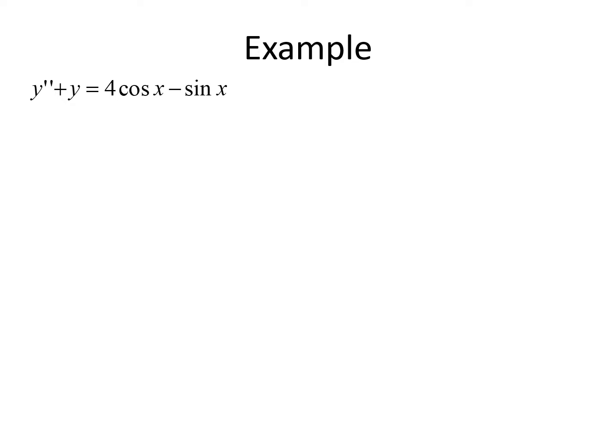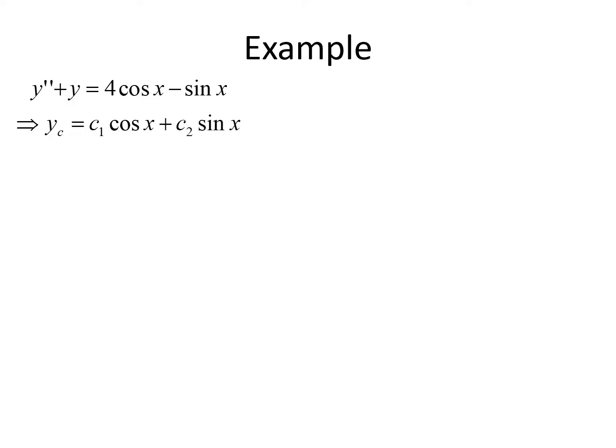So again, we're always going to start by solving the homogeneous equation. So y double prime plus y is going to give us m squared plus 1 equals 0. If we find the roots, that means m is going to be plus or minus i. And so we'll get the yc to be c1 cosine x plus c2 sine x.